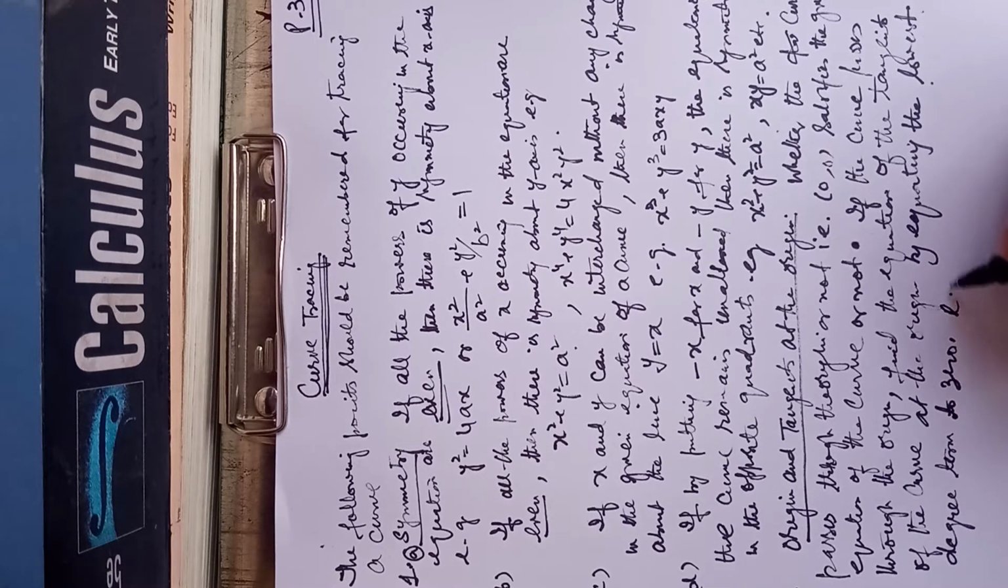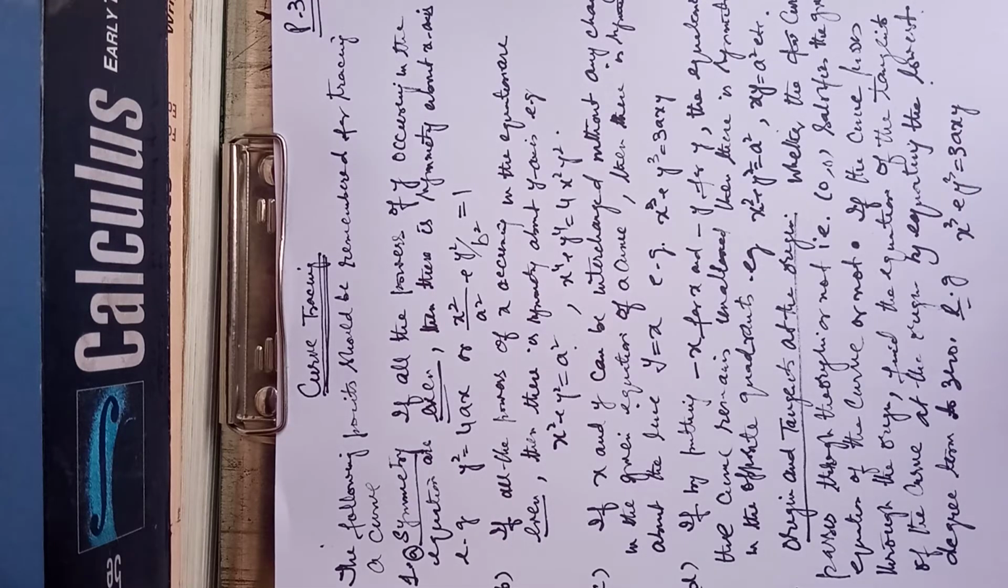For example, x cube plus y cube equal to 3axy. Which is the lowest degree term? It is 3axy. Obviously, 0, 0 satisfies this equation, so it passes through the origin. Now, the curve x cube plus y cube passes through the origin.